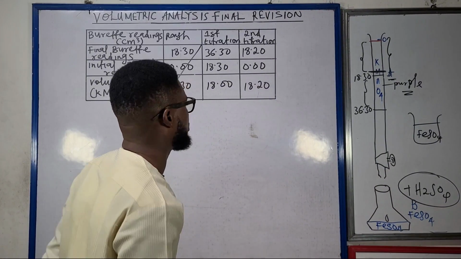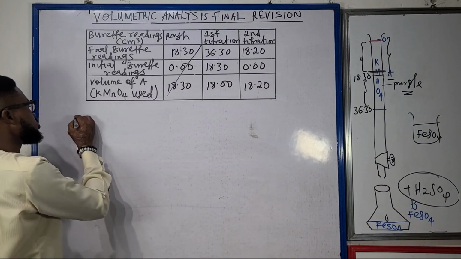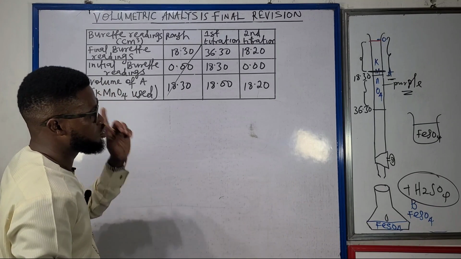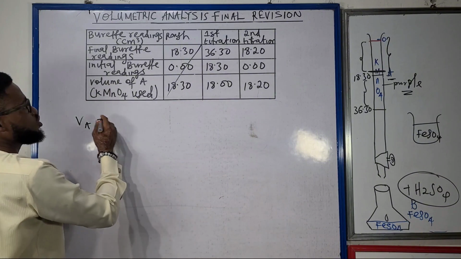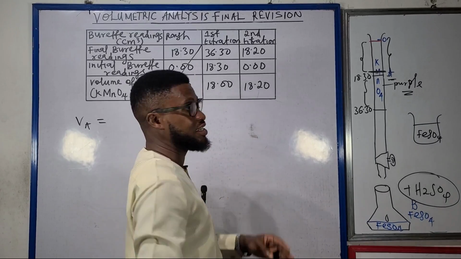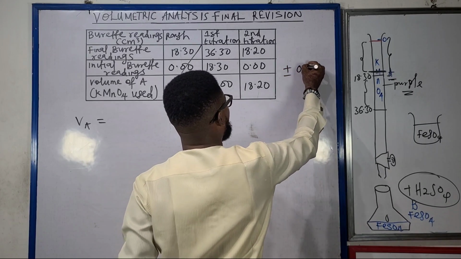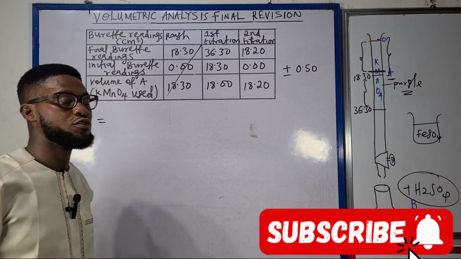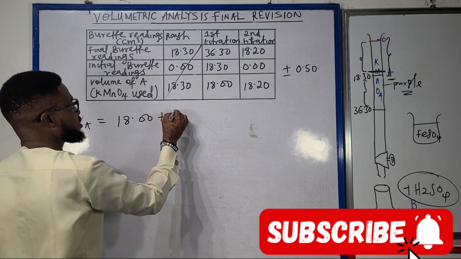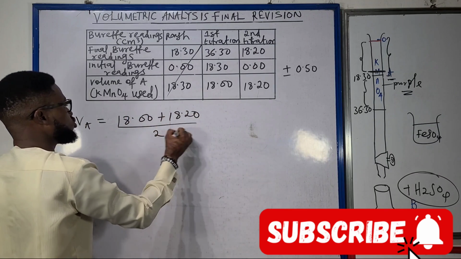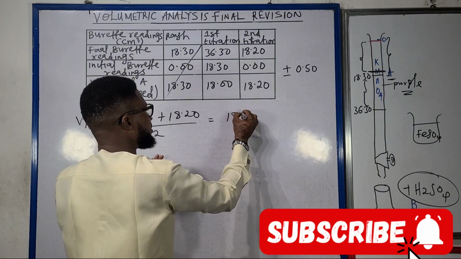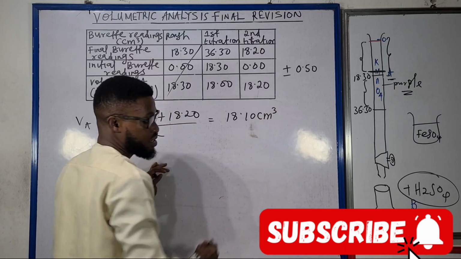So as you can see in the question on your screen, the first thing we were told to do is to look for the average volume of KMnO4 used. KMnO4 is our A, don't forget that. FeSO4 is our B. So the average here, if you look at this, 18.00 and 18.20, that is consistent enough. We are looking at plus or minus 0.50 from the endpoint of your instructor at your respective school. So this is going to be 18.00 plus 18.20 divided by 2, and the average volume of KMnO4 used in that regard is going to be 18.10 cm cube.